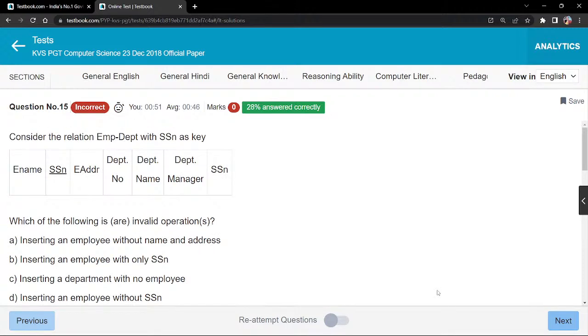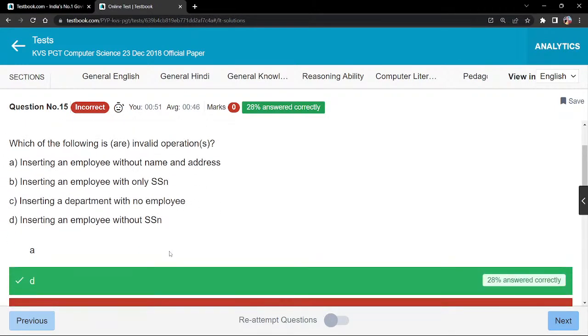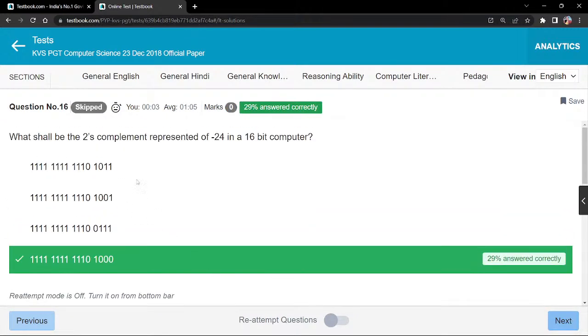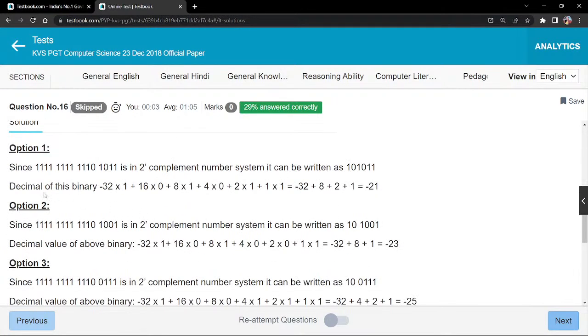Consider the relation employee department with SSN as key. Inserting an employee without name and address is invalid. Inserting an employee without SSN is wrong. What is the 2's complement of minus 24?